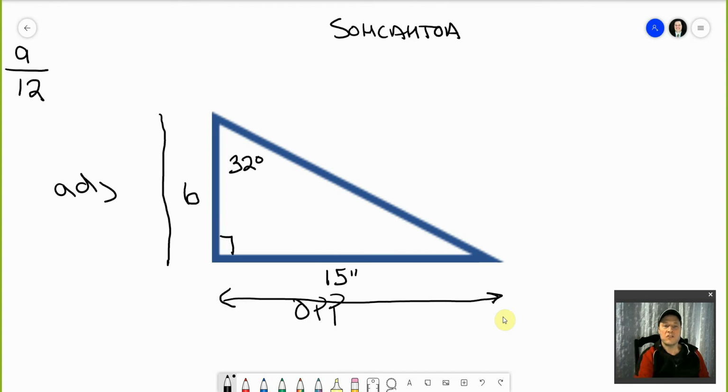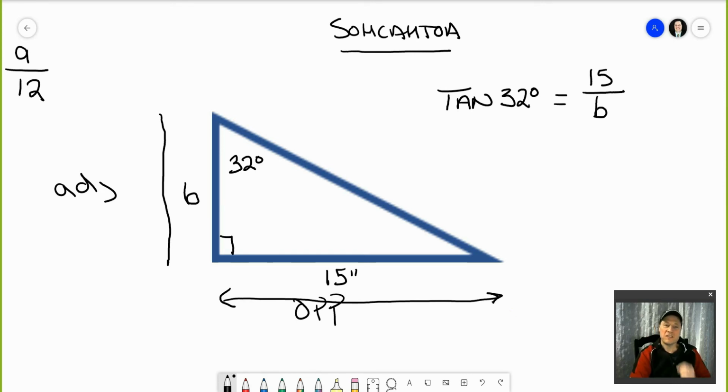Okay, so which trig formula has opposite and adjacent according to our acronym here? Tangent. It does. So tangent of 32 degrees equals opposite, which we know has a value of 15, and an unknown value of b. So the first step in trig is to ask what it is you need to solve, and then which trig function do you use to solve the missing information.